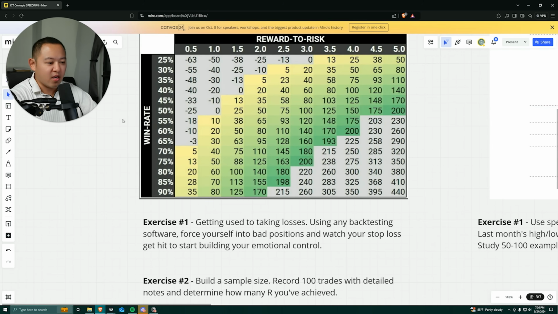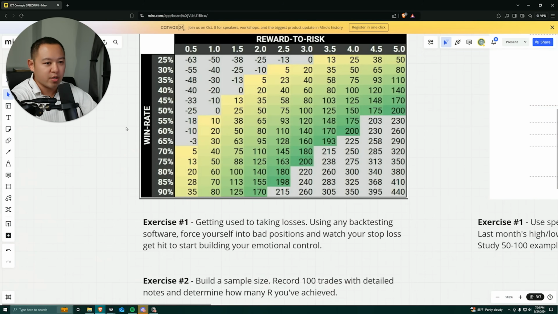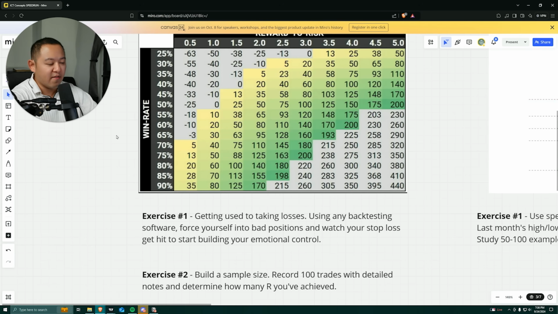And there's plenty of exercises that you guys can do, but the one exercise that I'm obviously going to have you guys do is just force yourself into bad trades in a backtesting environment and watch your stop loss get hit over and over again. Or just go ahead and take trades that you think might pan out and then watch it go against you and get stopped out. There's many different ways you can do this.